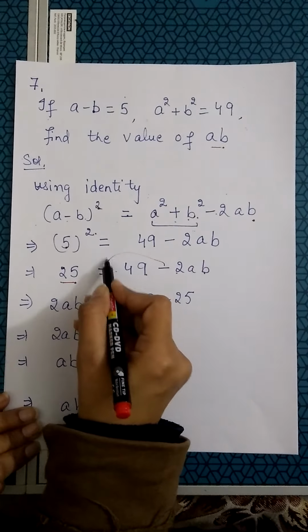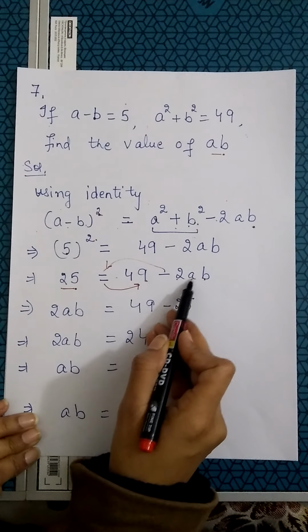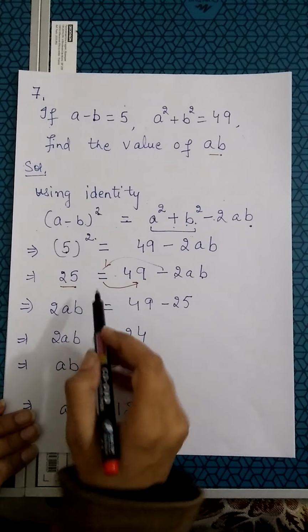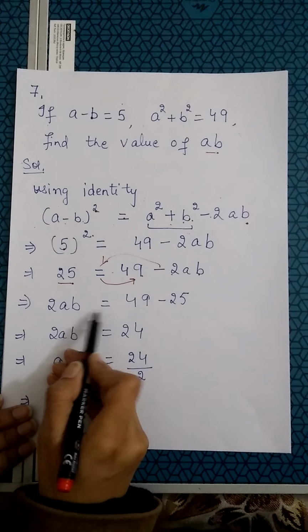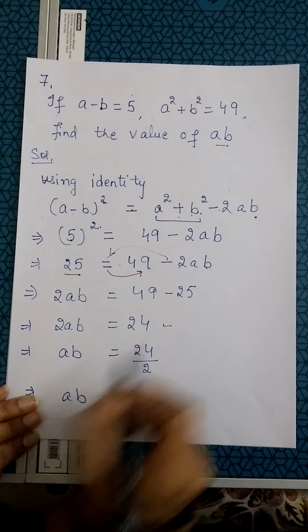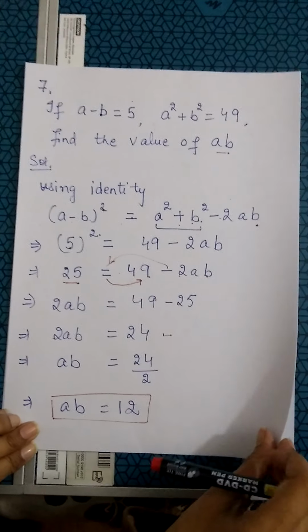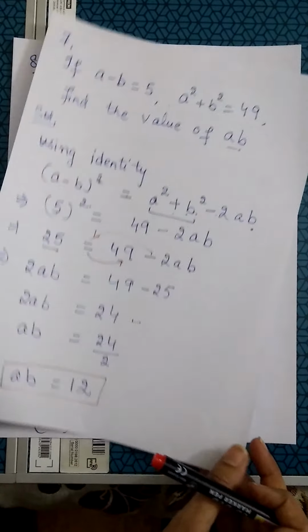Now, by interchanging the places, we can simplify. This is minus 2ab. When I take it to the other side, it will become plus 2ab, which is equal to 49 minus 25. So 2ab is equal to 24 and ab will come out to be 12. This is all we need to find.